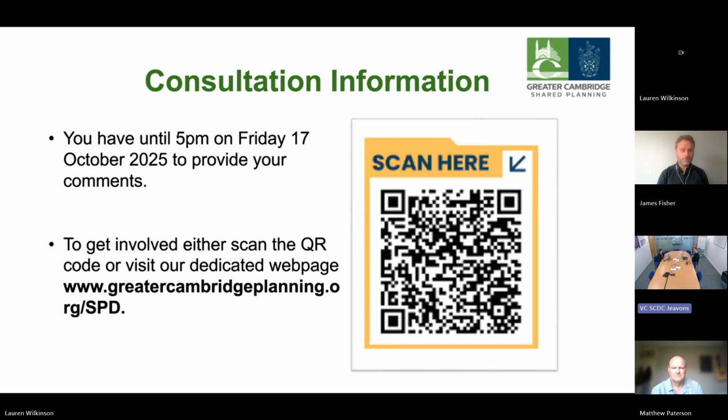So just more generally, for this consultation, you now have until 5 p.m. on Friday the 17th of October to provide your comments. The QR code on screen, if you scan this using your mobile phone, will direct you straight to the Greater Cambridgeshire website, where you can then submit your comments or access all of the documents that we've discussed through the presentation. But if the QR code for some reason does not work, then you can visit our website, as shown on the screen, greatercambridgeplanning.org/SPD. Next slide, please.